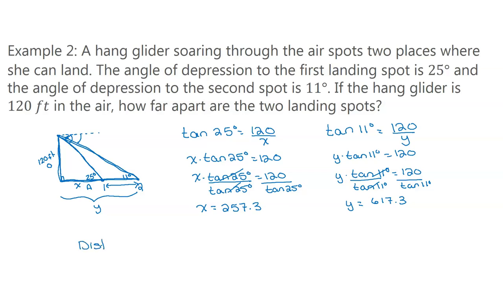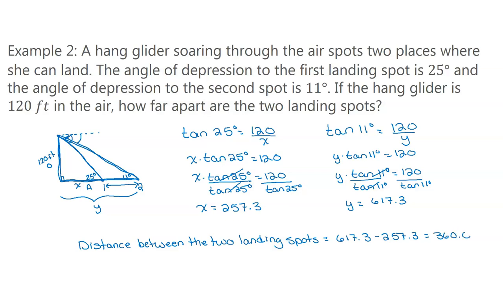So the distance between the two landing spots is 617.3 minus 257.3, which is 360.0 feet.